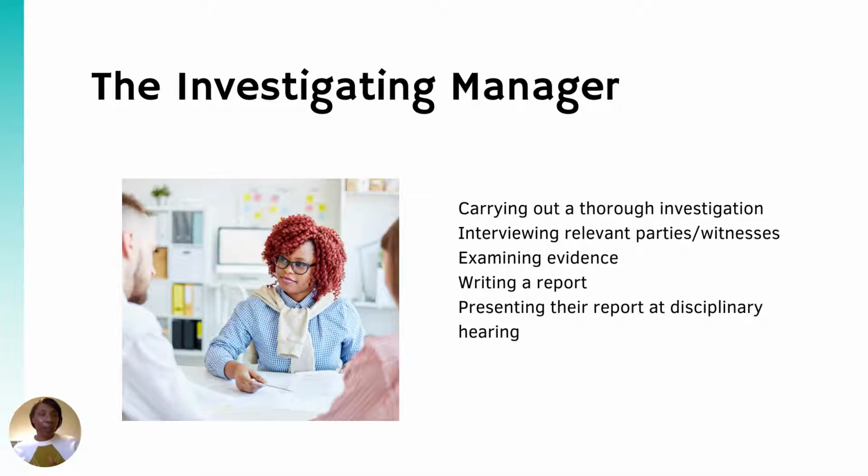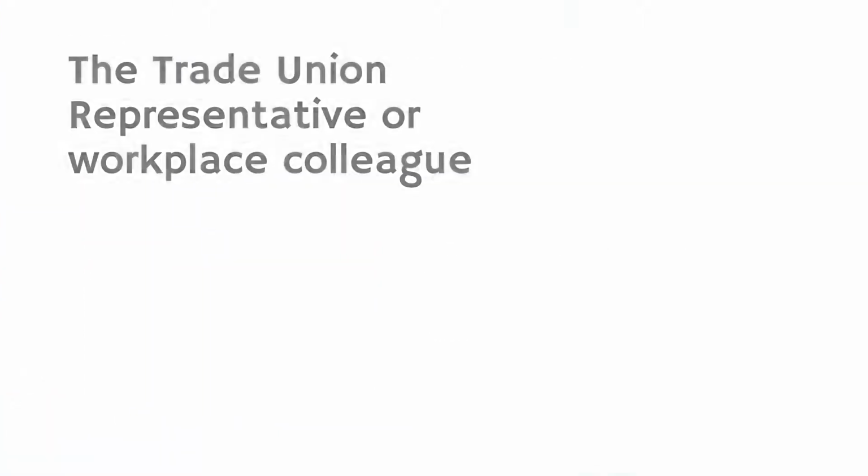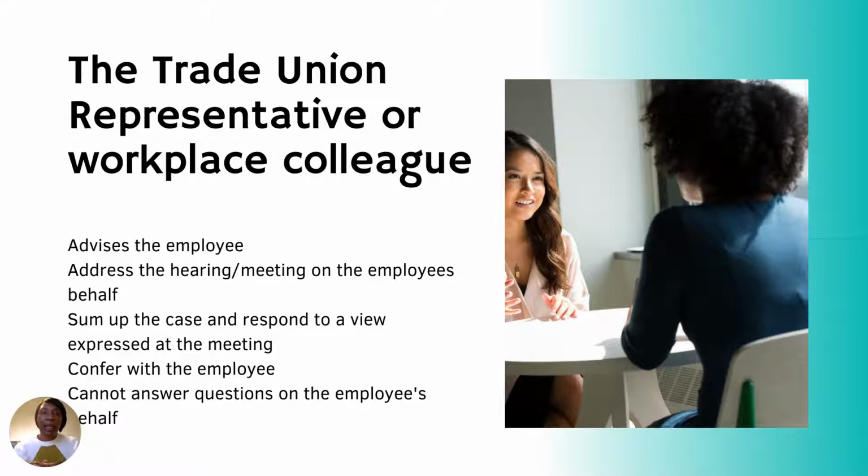Now, the commissioning manager, which we've just talked about, will review the investigating manager's report and determine if there is no action, informal action, or formal action. Now, if there is a case to answer, the commissioning manager will appoint a hearing manager, and we'll come on to that role shortly, or they may choose to act as a hearing manager in addition to their role as a commissioning manager.